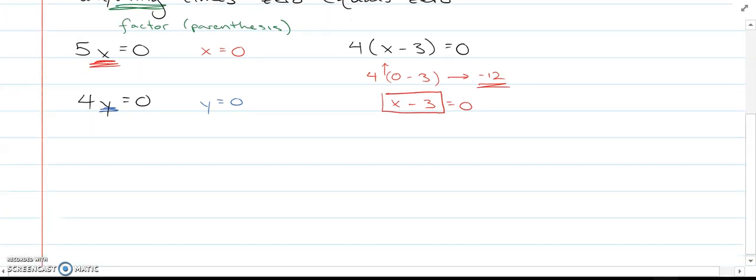So here we go. Let me give you another example. If I give you an equation that says 6 times (x minus 5) equals 0, what I'm telling you now is that this whole thing, x minus 5, must be equal to 0. And if that's the case, you can solve it for x. X has to be 5.